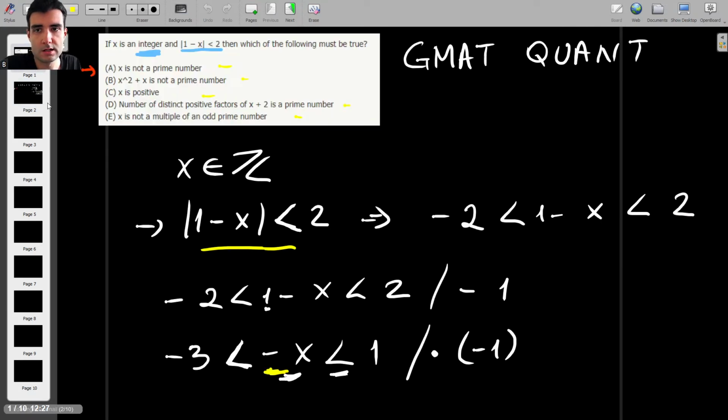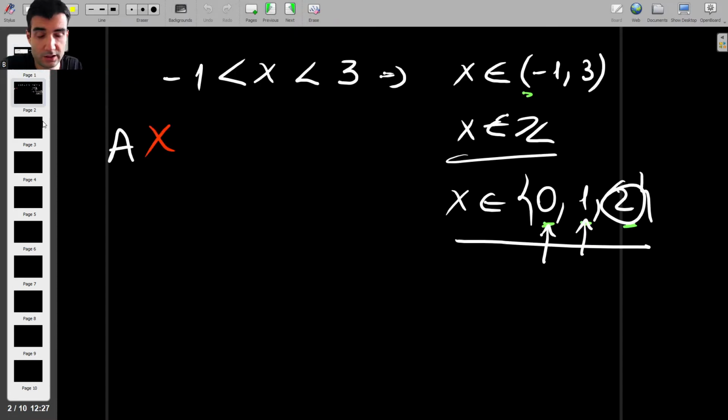Let's look at B. B says x squared plus x is not a prime number. Well, let's see what x squared plus x is.